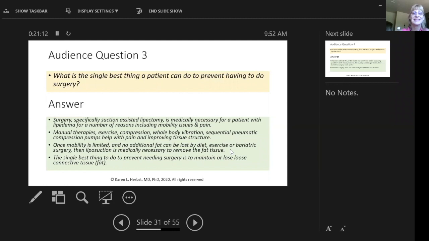So I think the single best thing you can do to prevent needing surgery is to maintain weight or lose some of the loose connective tissue. And that is where we need more research. How can we empower women with lipedema to reduce that loose connective tissue that is so resistant to diet, exercise, and bariatric surgery? And I encourage people to think about that based on what you've heard here today.